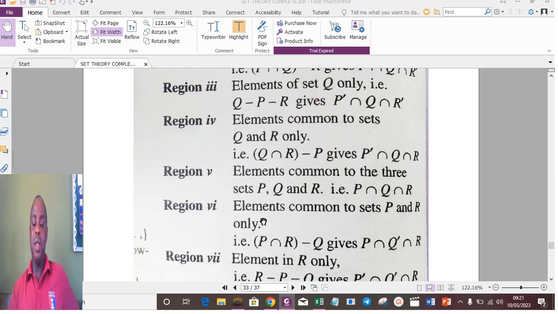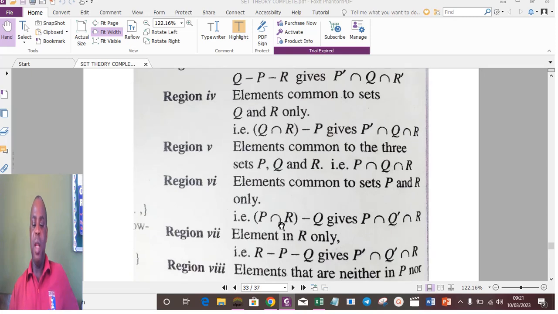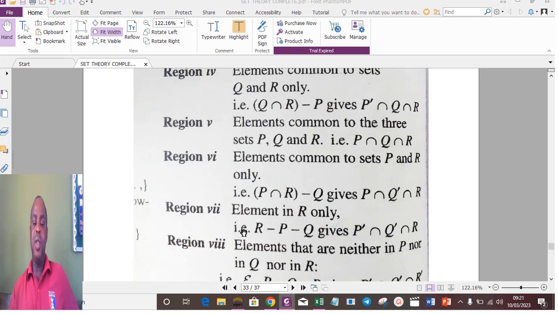Then the region 6 means element common to P and R only. P and R only. Do you see P and R only? That means P and R minus Q. Q is not there, so you put minus Q. So if you want to write it in complement form, it will be P, Q complement, because Q is not there, and R. And then let's look at element in R only. Obviously you know that one is R minus P minus Q. R only, that means P prime Q prime. R will not have prime because it's R only.